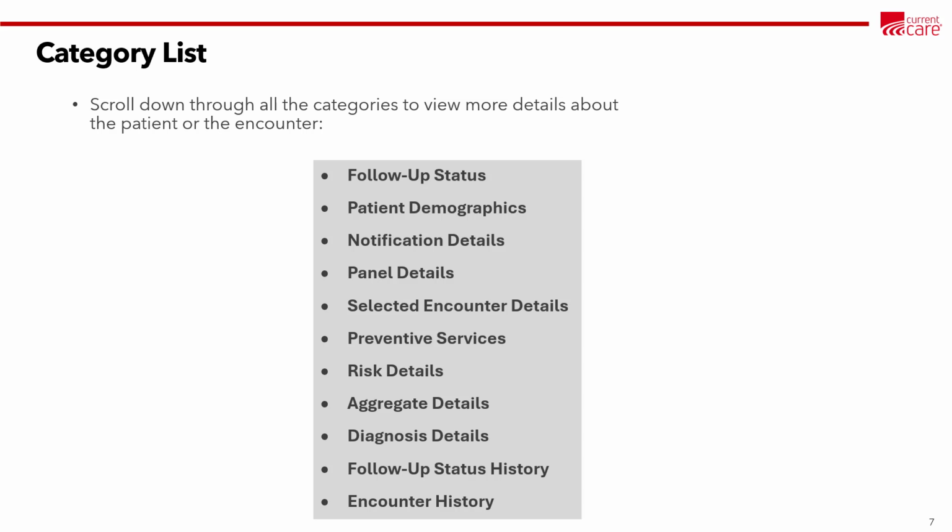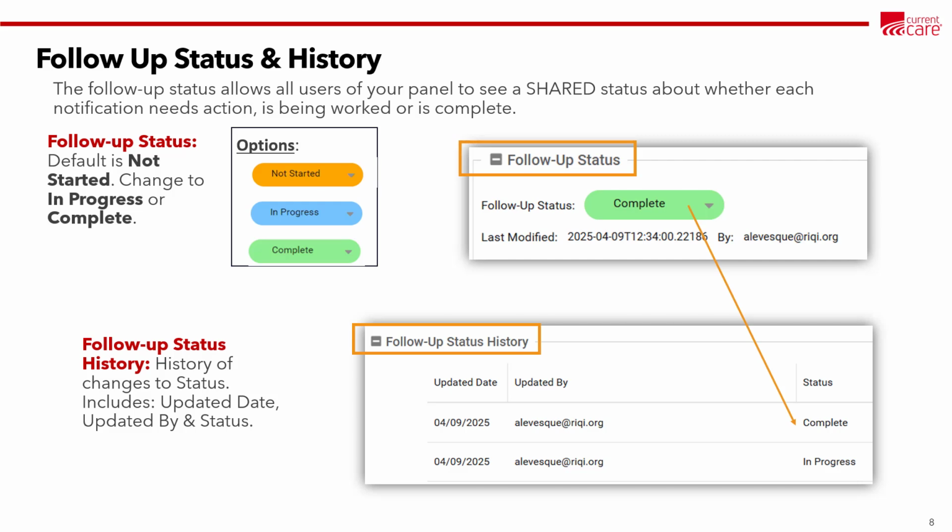Next, we'll give a summary of each category in the order they are presented. We'll review the follow-up status and follow-up status history categories together. The follow-up status allows all users of your panel to see a shared status about whether each notification needs action, is being worked on, or is complete. A full history of changes to the follow-up status can be seen by scrolling towards the bottom of the detailed view to the category called Follow-up Status History.